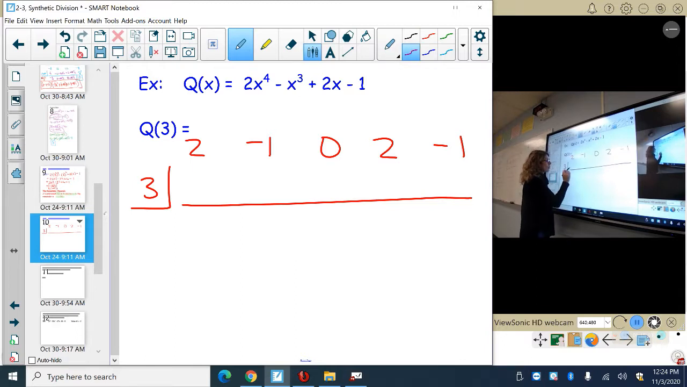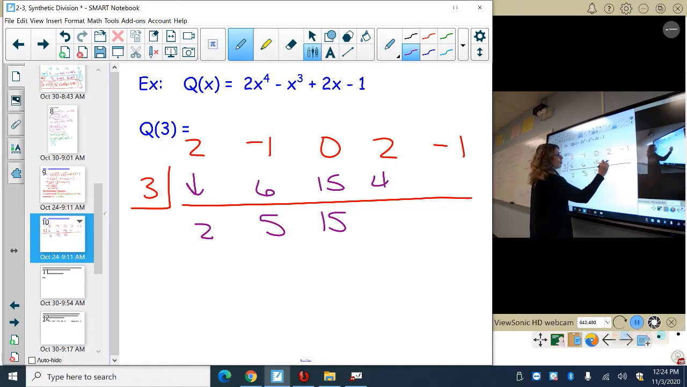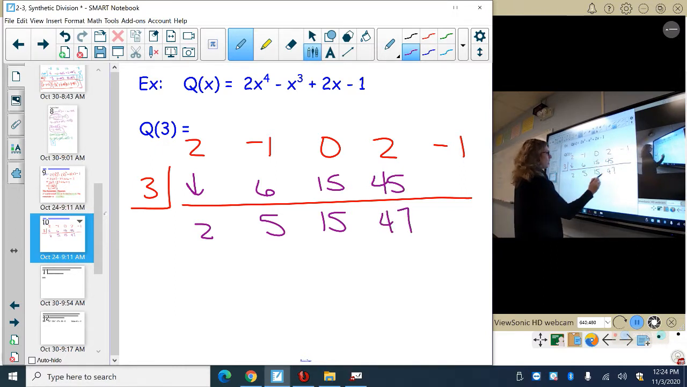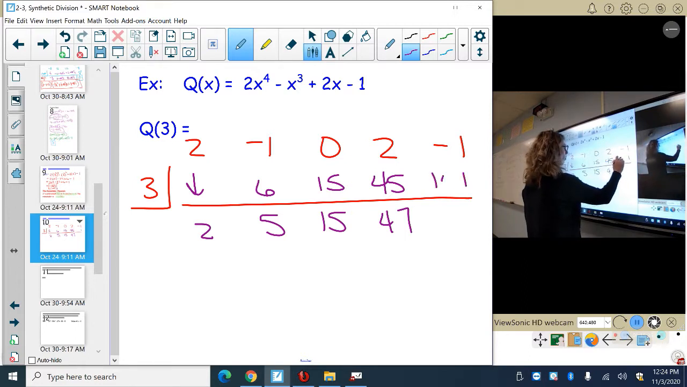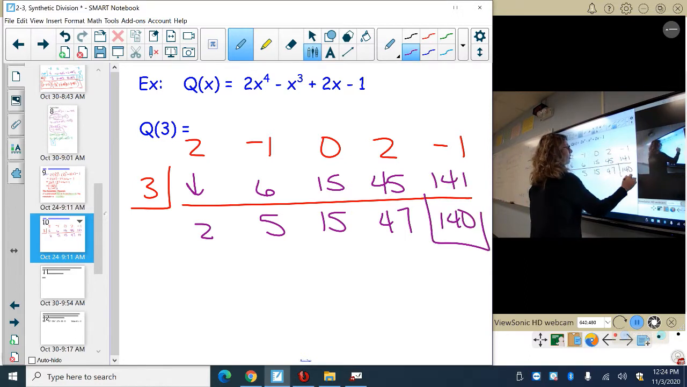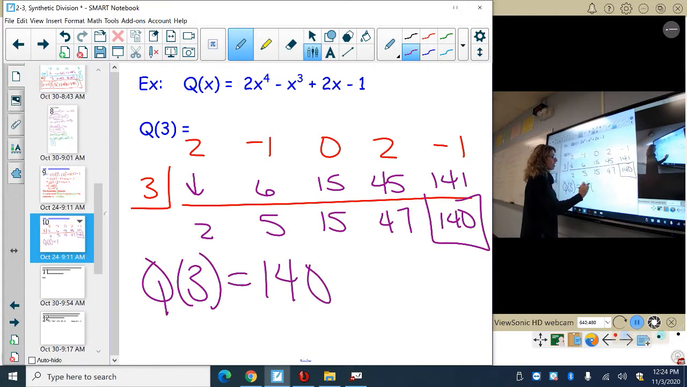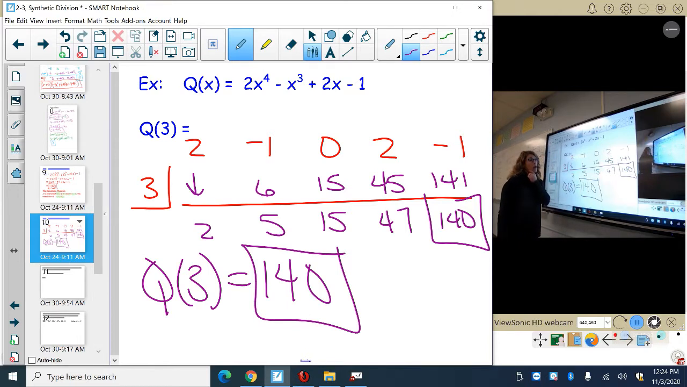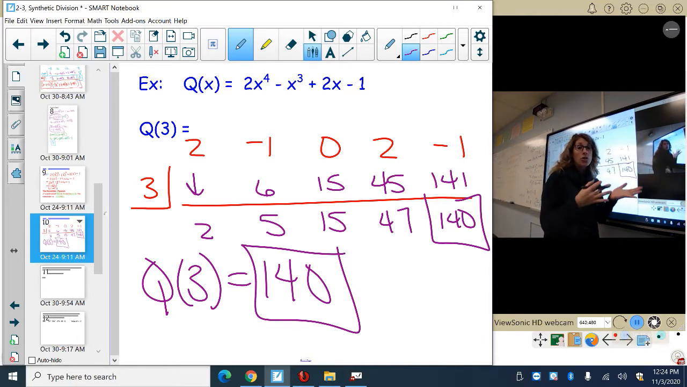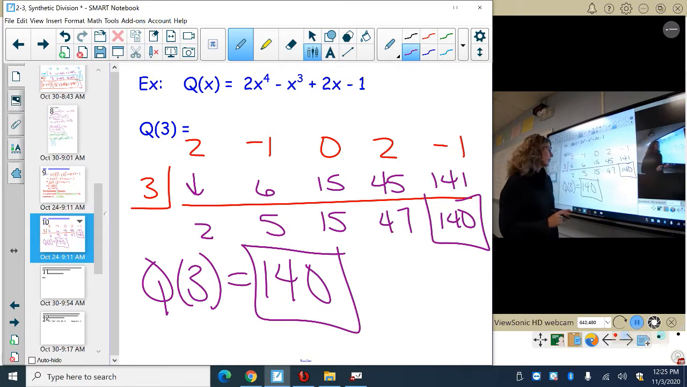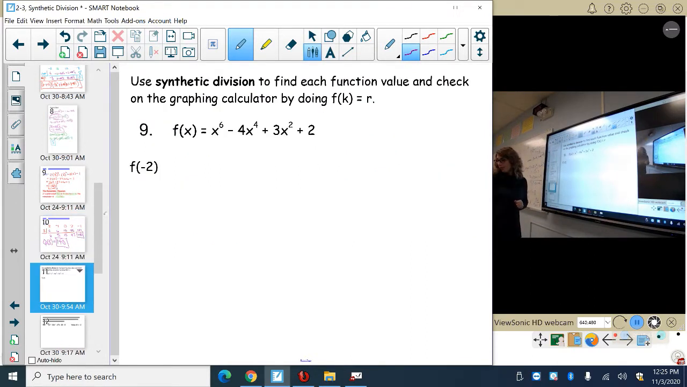Okay, so drop down the 2. 2 times 3 is 6, plus the negative 1 gives me a 5, times 3 gives me 15. Drop down the 15, times 3 gives you 45, plus 2 gives you 47, times 3 gives me 141, minus 1 to give me 140, which means Q at 3 is 140. So you can plug and chug and get 140, or you can do synthetic division and grab the remainder, and that's the same thing. What does that mean?